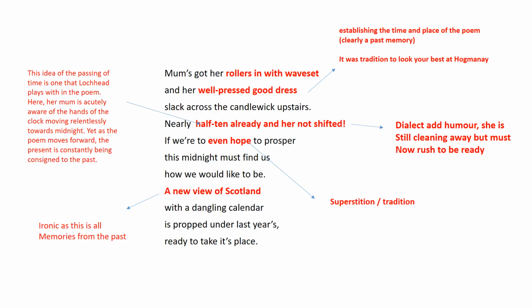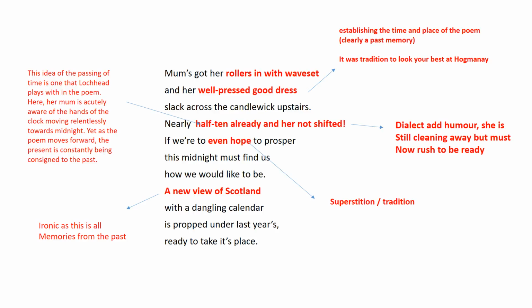This whole stanza is really about word choice here. Again, that memory of a 1950s woman with her rollers in her hair, got her well-pressed dress out, laid out on her bedspread upstairs, establishes the time and place of the poem. It's very clearly a past memory, and also shows us again that tradition of really looking your best at Hogmanay. We move on to 10:30 already and her not shifted. It brings in this idea of the passing of time. She really plays with this in her poem. It's three separate times that she talks about, but she manages to blend them seamlessly, as we said, and this is a wee clue that time and its passage is one of the main themes of the poem.